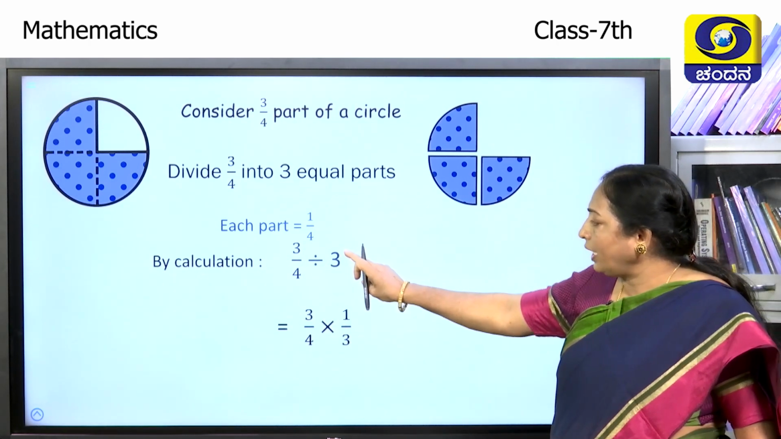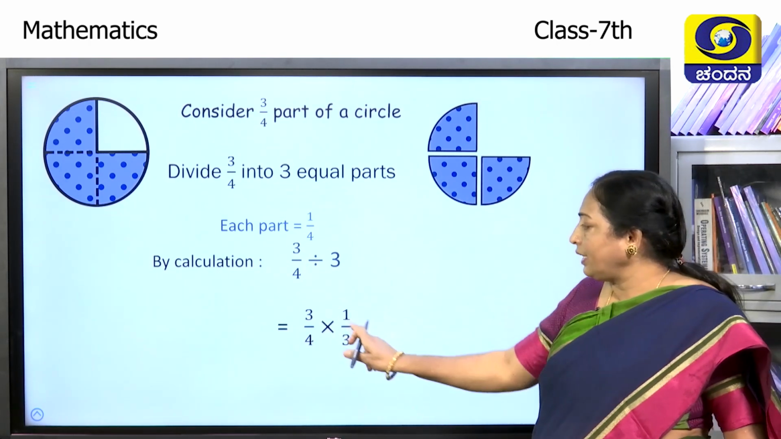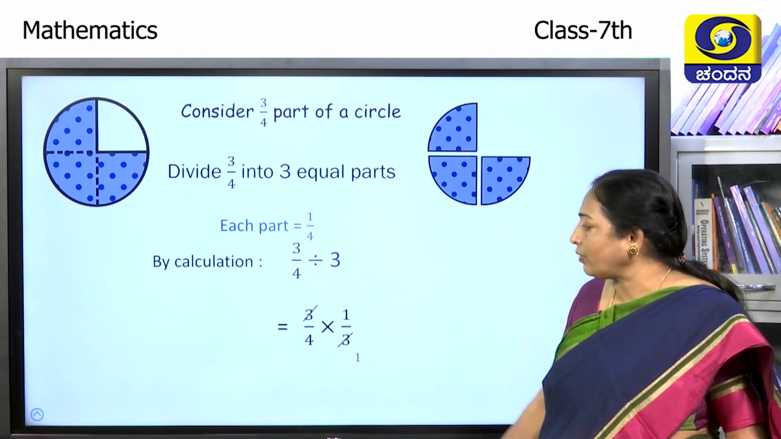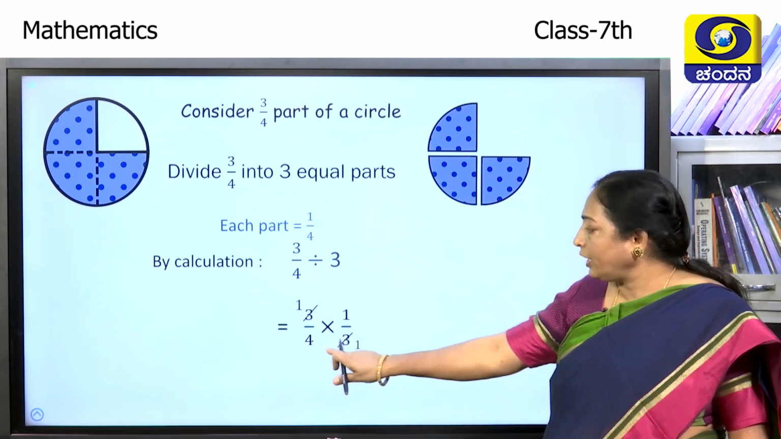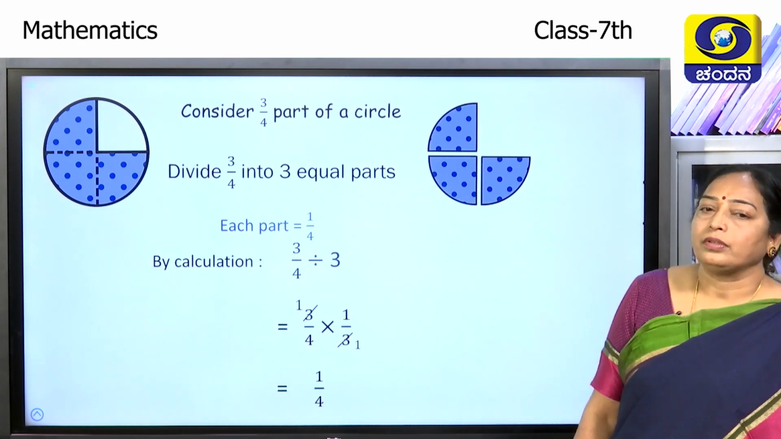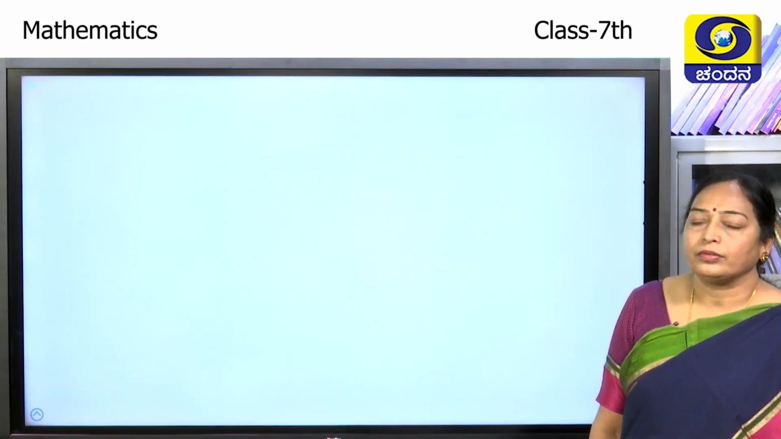Then we should write the reciprocal of 3 and cancel 3 and 3. They have the same factor, 3 ones are 1, 3 ones are 1. Then multiplying numerator and numerator, denominator and denominator, we will get 1 by 4. So, 3 by 4 divided by 3 is 1 by 4.